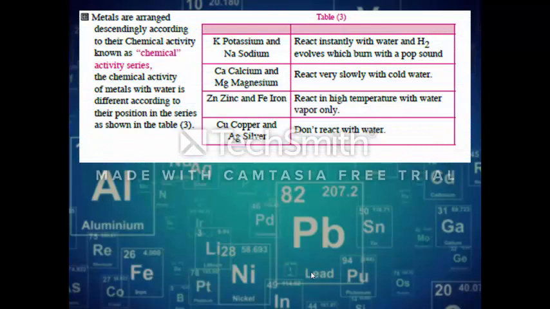Metals are arranged descendingly according to their chemical activity, known as the chemical activity series. The chemical activity of metals with water is different according to their position in the series, as shown in the table. Potassium and sodium react instantly with water and H2 evolves, which burns with a pop sound. Calcium and magnesium react very slowly with cold water. Zinc and iron react at high temperature with water vapor only. Copper and silver don't react with water.